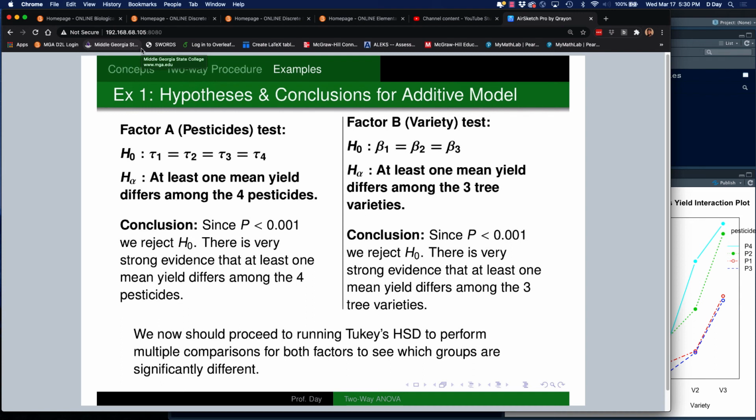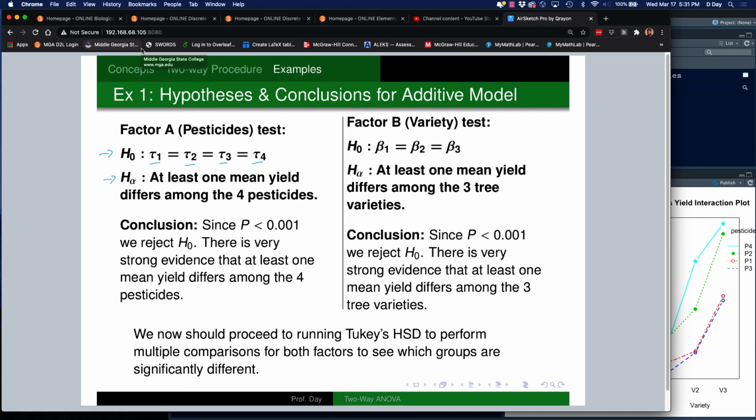So factor A, the pesticide test, when we were looking at the output a minute ago, we've got our null hypothesis. Since we had 4 pesticides, the mean for pesticide 1 is equal to pesticide 2, is equal to 3, is equal to 4. And the Ha is that at least one of the mean yields differs among the 4 pesticides. All right, probably should have put citrus mean yield. And then the conclusion, since our p-value was definitely smaller than 0.001, we reject Ho.